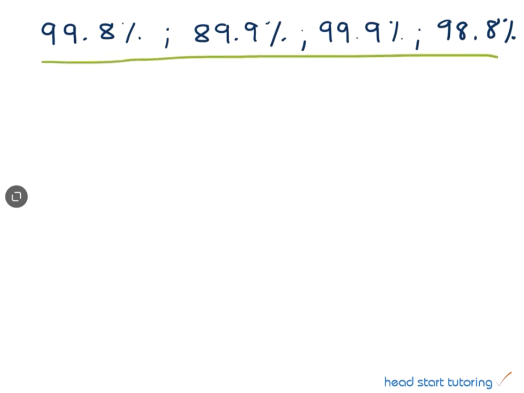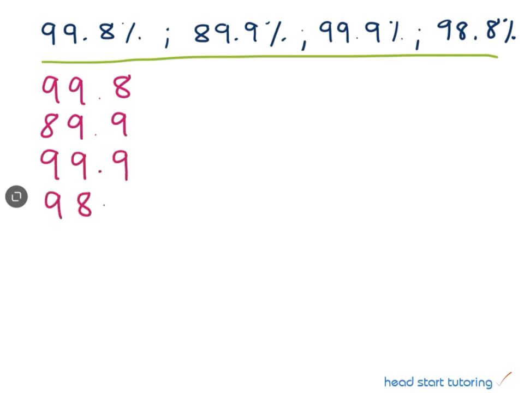If I would like to arrange these percentages in ascending order, what I need to do is rewrite all these percentages so that their decimal places are lined up and their place values are lined up, and then we can compare them. So we've got 99.8%, we've got 89.9%, 99.9%, 98.8%. Right, so given these percentages, all we need to do is eliminate them one by one.